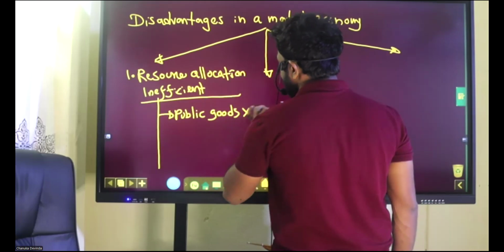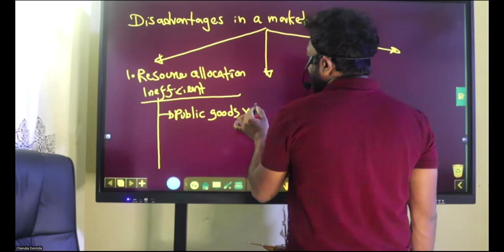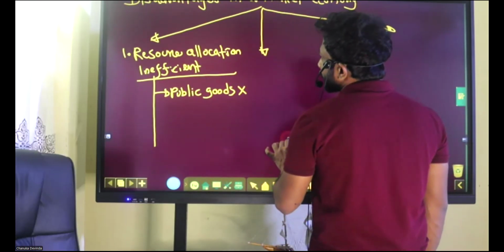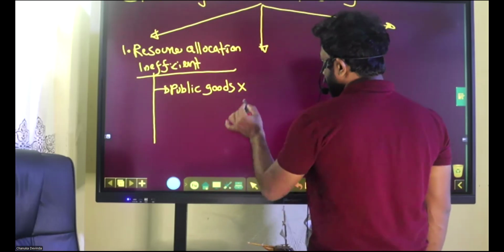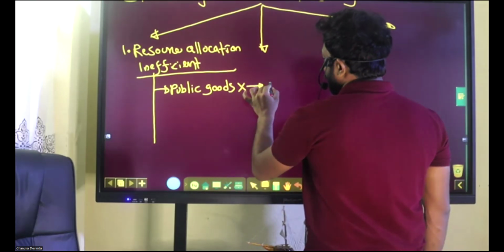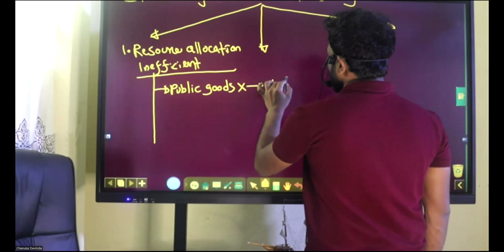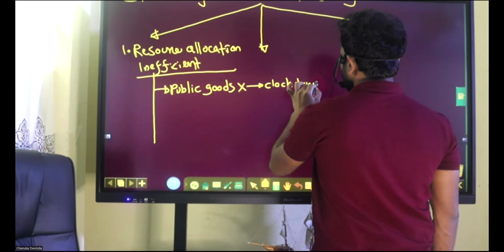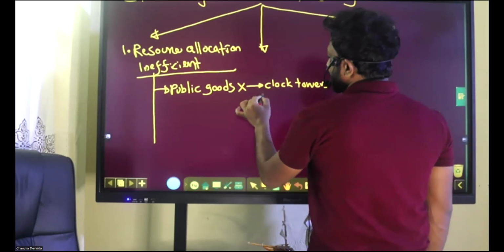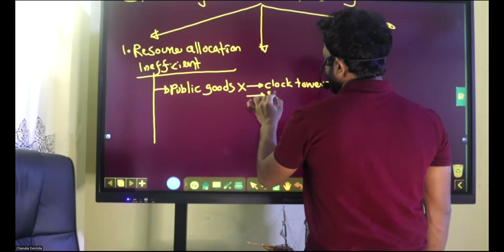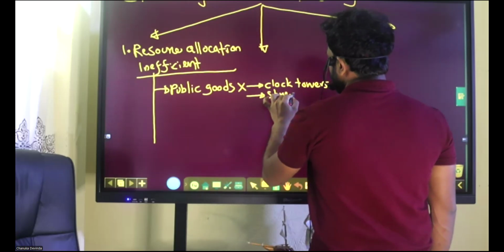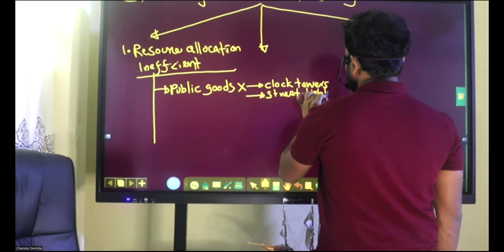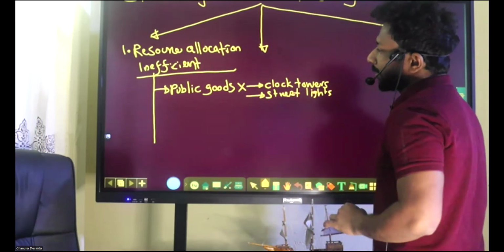That's the first one. What are the examples for public goods? We can take as an example clock towers. Clock towers are not there. And street lights. Street lights are not there. Right.